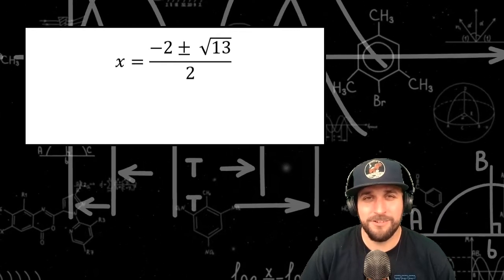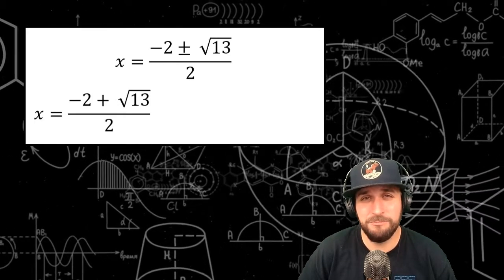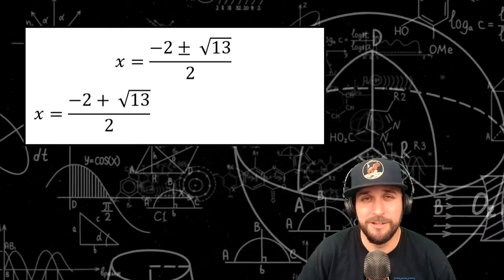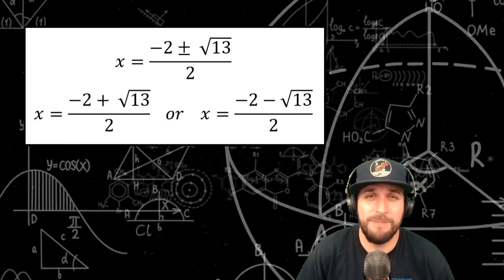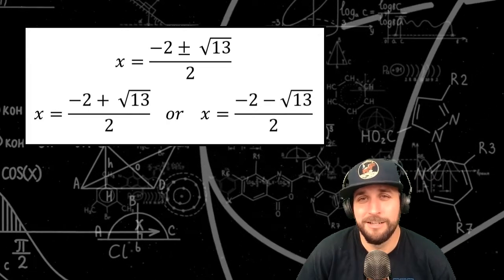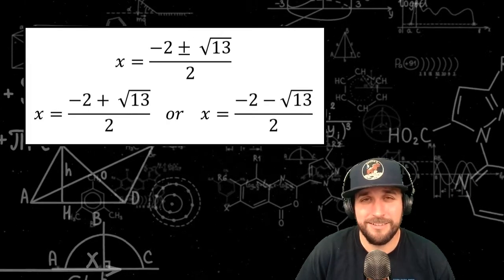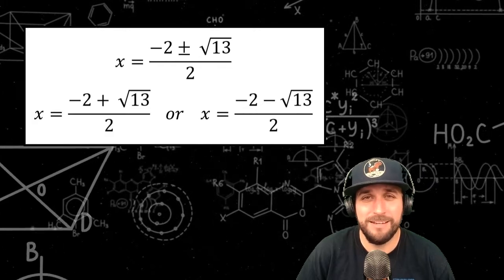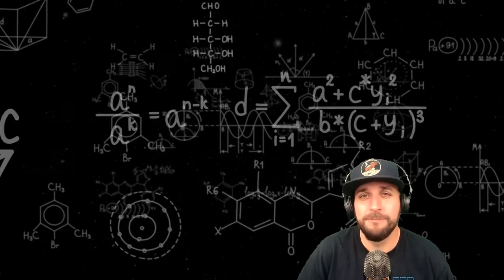So to write our answer, we could just say x equals -2 plus the square root of 13 over 2, or x equals -2 minus the square root of 13 over 2. So those are actually kind of nice because it's less work to do. That would be an acceptable answer for those.